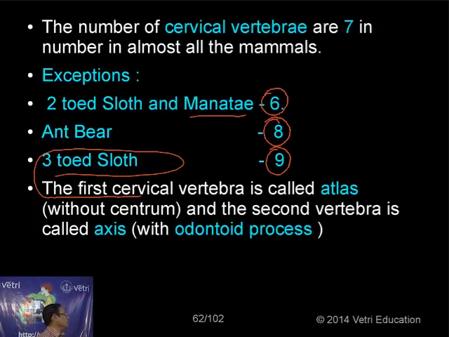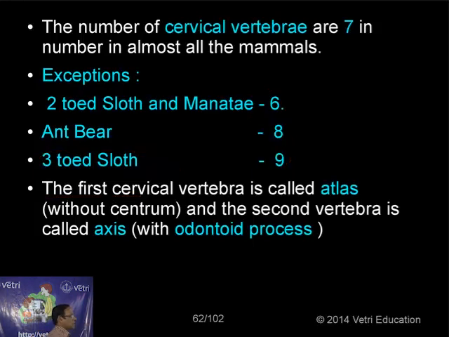Now the first cervical vertebra is called the atlas, bearing the skull. The second vertebra is called the axis. What is the peculiar condition of the atlas? It doesn't have a body, namely the centrum. So the atlas is without centrum. The second vertebra, the axis, has a process called the odontoid process, a peg-like structure on which the atlas rests, and on which rests the skull for movement.